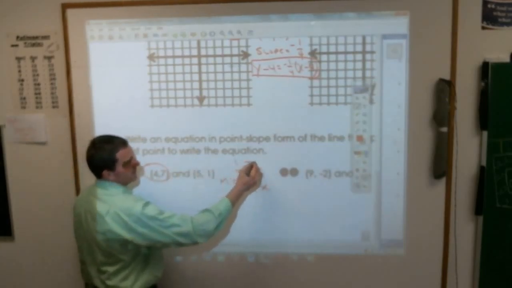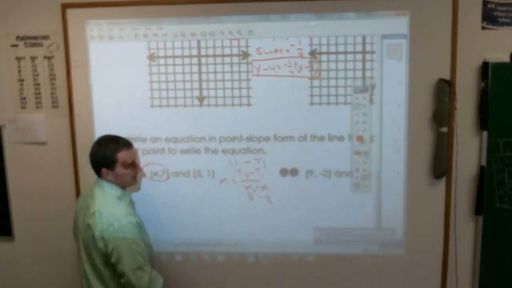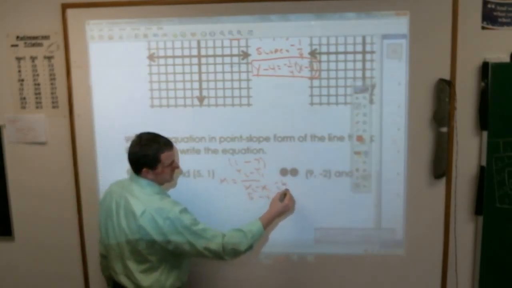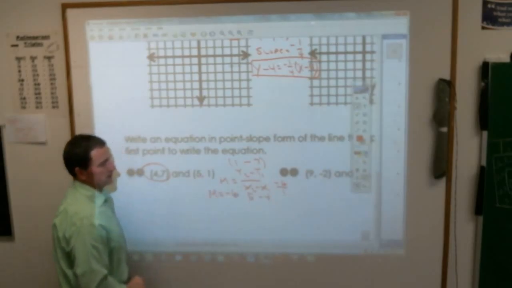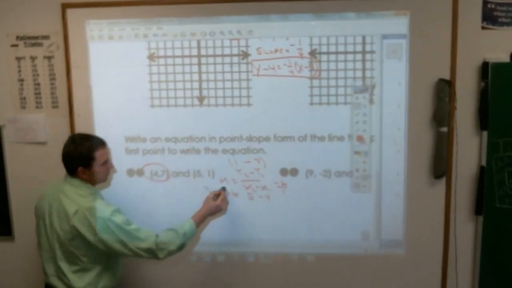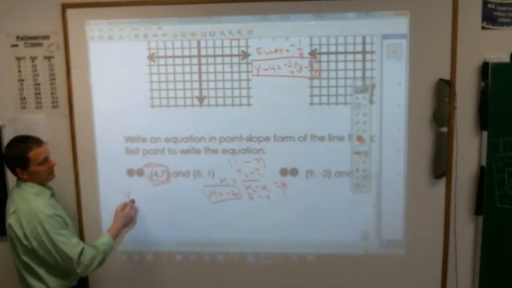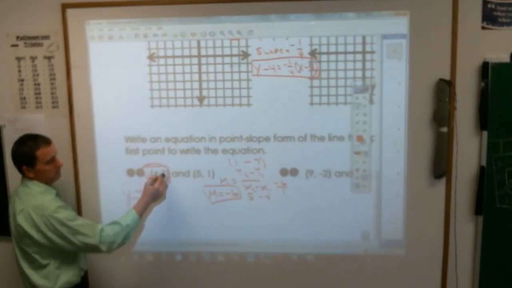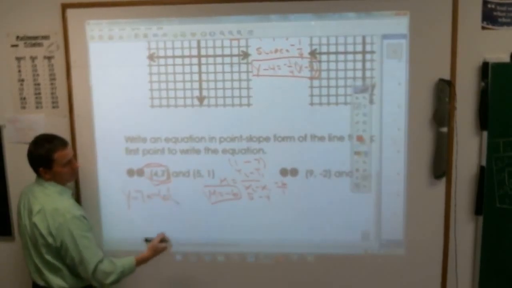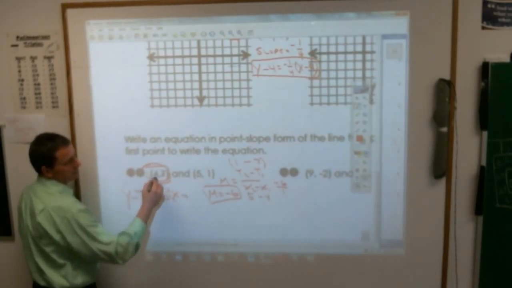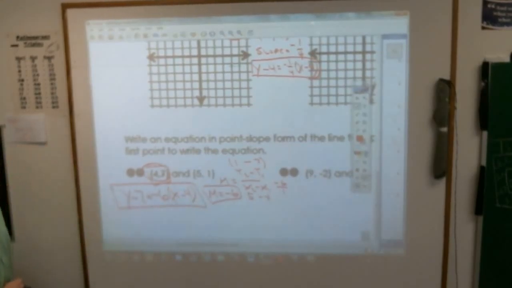1 minus 7 on top over 5 minus 4 on the bottom. What does that give me? Negative 6 over 1. What's the slope? Slope equals negative 6. I now know my slope, and I know the 1 point I'm going to use. I just plug it into this. Y minus 7 equals, what's the slope? Negative 6 times x minus 4. And there's my point slope form of that.